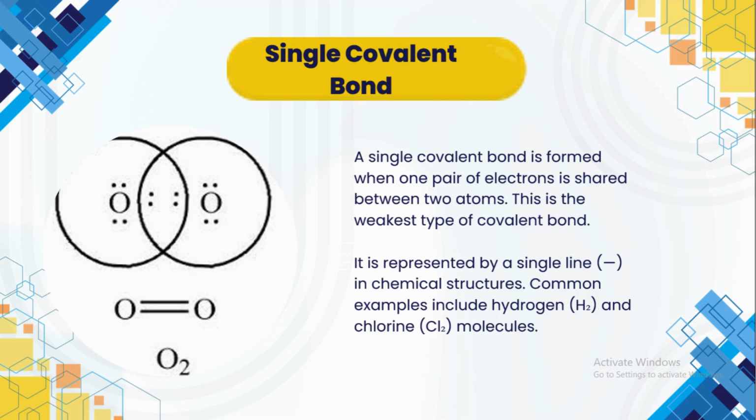Single covalent bond. A single covalent bond is formed when one pair of electrons is shared between two atoms. This is the weakest type of covalent bond. It is represented by a single line in chemical structures. Common examples include hydrogen and chlorine molecules.